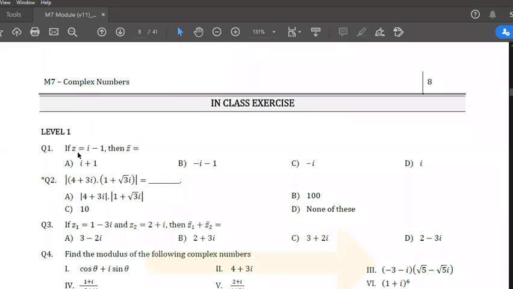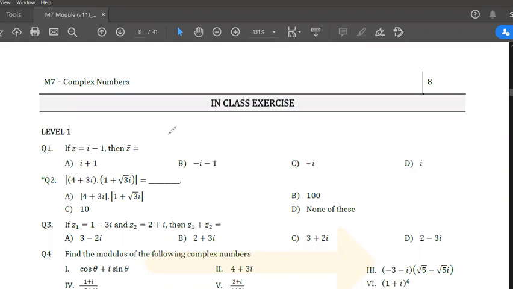Question number 1 in class exercise. Tell me, if z is equal to i minus 1, what is z bar? Tell me, everyone, what is z bar? You guys will make mistake, I know. Yes, Neha, very good. Shanti, Snigdho, Neha, all of you made mistake, right? Priyanshu, you also made a mistake. So that's the thing. Dhruv is right only.